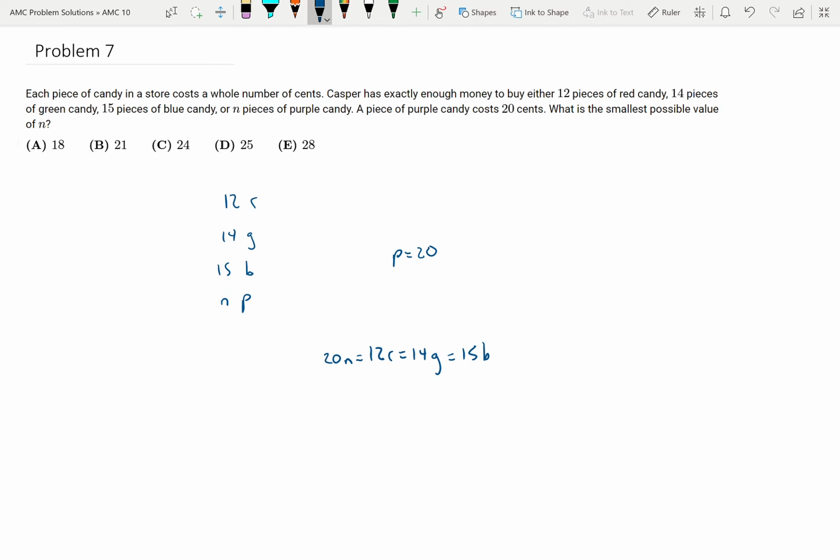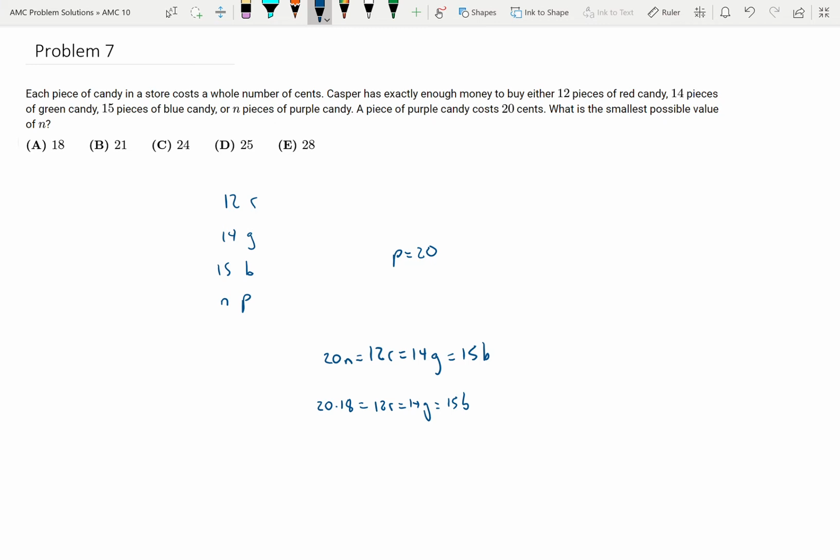So the way we're going to do this, I'm just going to test out values. Let's say first that N is 18. So I'm going to look at 12 times R, 14 times G, 15 times B, and first just see if factors of 15, 14, and 12 go into 20 times 18.